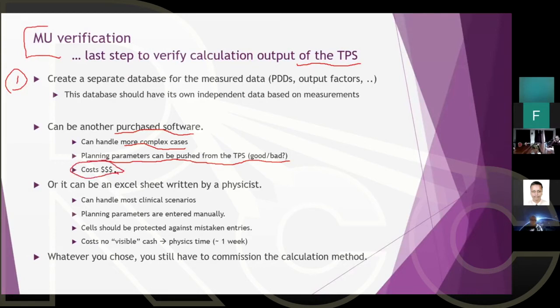Third-party vendor software costs a lot. So depending on the budget you have, you may not be able to buy it. However, I want to tell you something. Sometimes when you ask a vendor to give me a quotation for MU check software, usually they try to send everything, okay? They give you the price for photon MU check, electron MU check, maybe brachytherapy check, for example. So make sure that you tell them, okay, I don't want brachytherapy, for example.